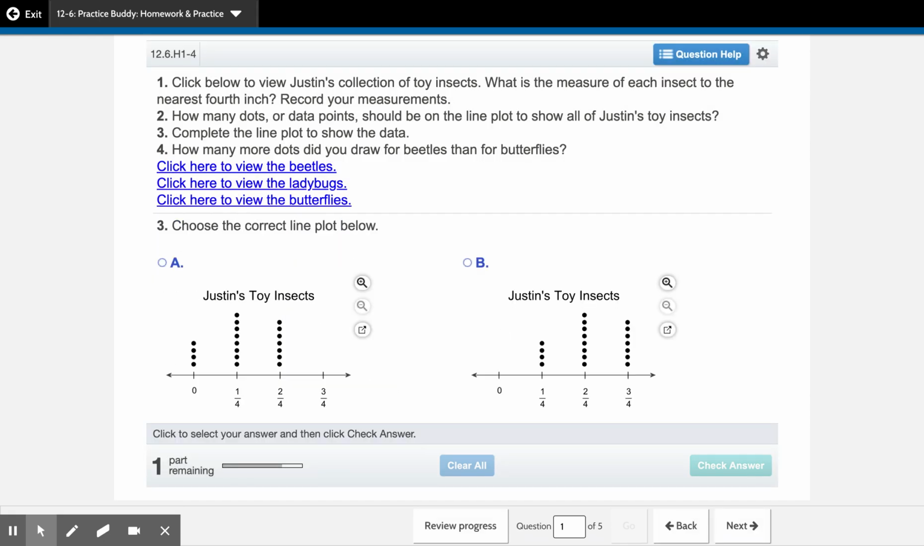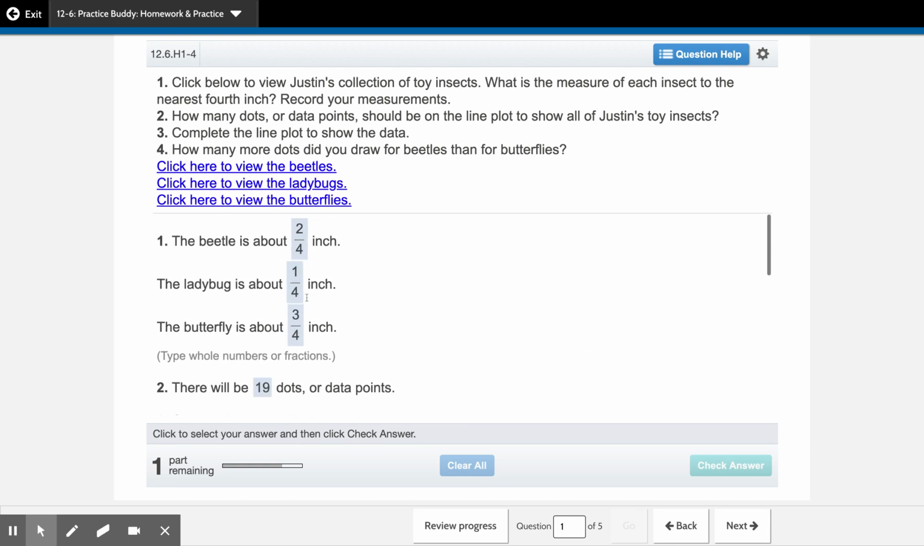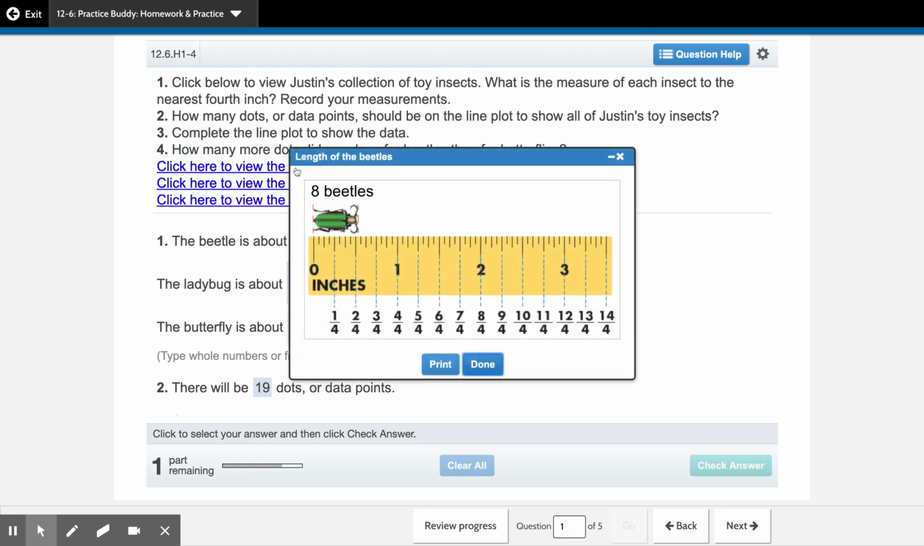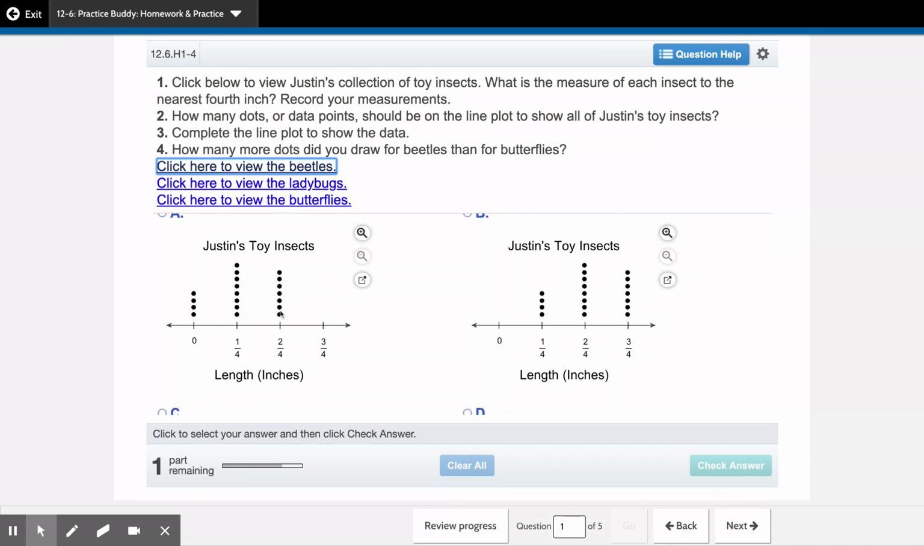For part 3, it wants us to complete the line plot to show your data. So this is where I have to go back. So they're beetles and there are at 2/4. So at 2/4, I should have 8 lines. So I'm going to look at all of my pictures, look at 2/4 and say 1, 2, 3, 4, 5, 6, 7. I already know it can't be this one. So I'm going to go here and go to 2/4. 1, 2, 3, 4, 5, 6, 7, 8.